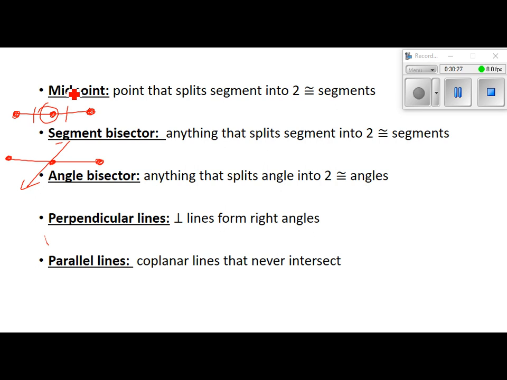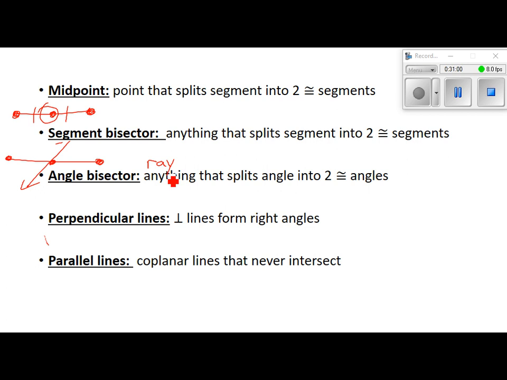Angle bisector: anything that splits an angle into two congruent angles. Start of the year, I might have said it has to be a ray. Probably mathematically it's a ray that splits an angle, but we don't even care. You can remember it splits that angle into two congruent angles, two equal angles. That's good enough for me.